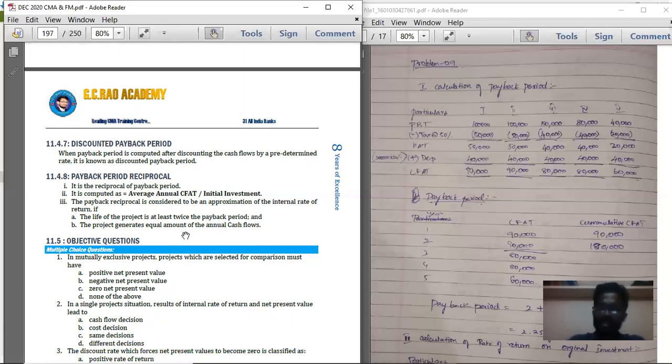Discounted payback period is nothing but this: if you invest 1 lakh rupees, at the end of 1 month you are getting 5,000 rupees. You should convert that into present value. That is, you should bring that 5,000 to the value today. At the end of 2 months you are getting 5,000 rupees.